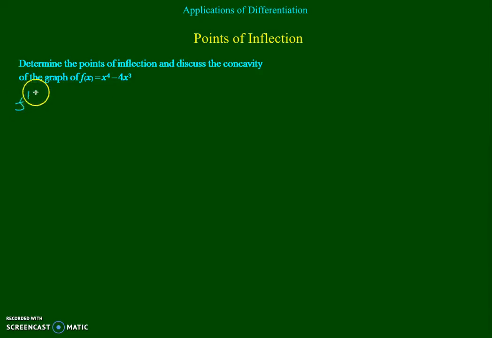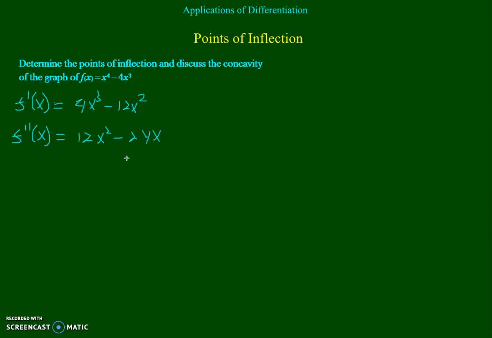So f prime of x equals 4x to the third minus 12x squared. There's our first derivative. F double prime is 12x squared minus 24x. So now we have our second derivative, but we've got to think about this for a second.